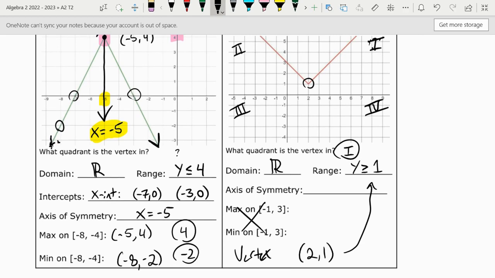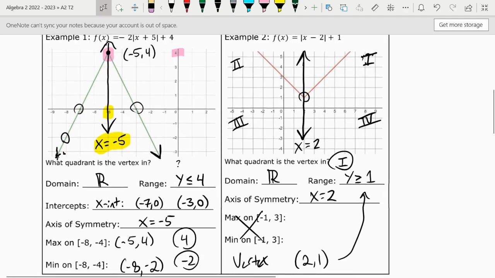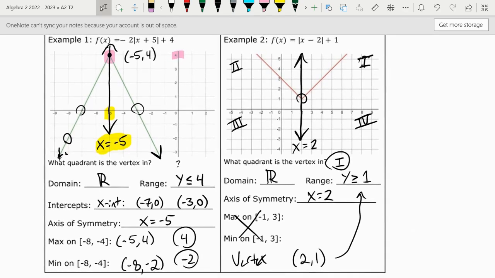And the axis of symmetry, this line right here, is going to be x equals 2. Feel free to graph that on Desmos to prove that to yourself. I forgot to answer on this example 1, what quadrant is the vertex in? That would be quadrant 2. Okay, let's see what else we can do.